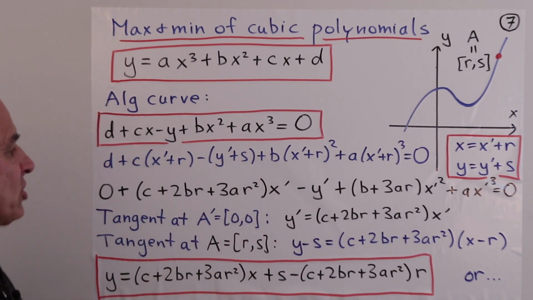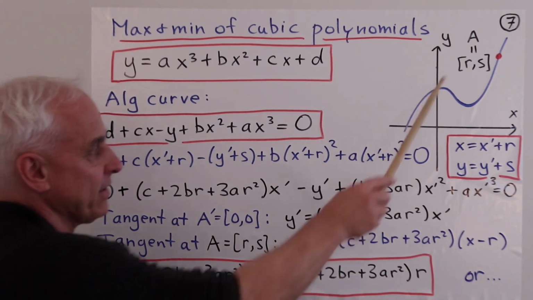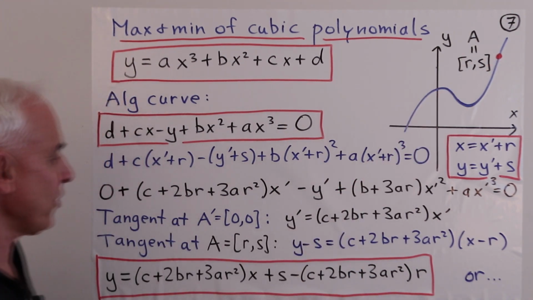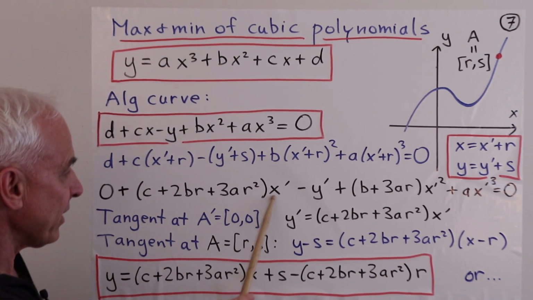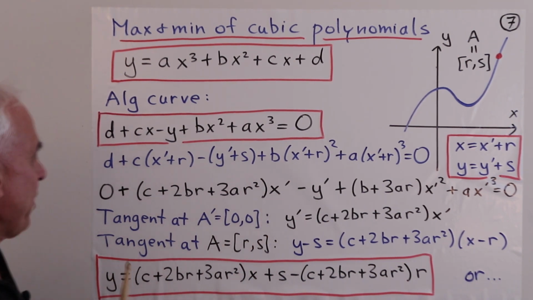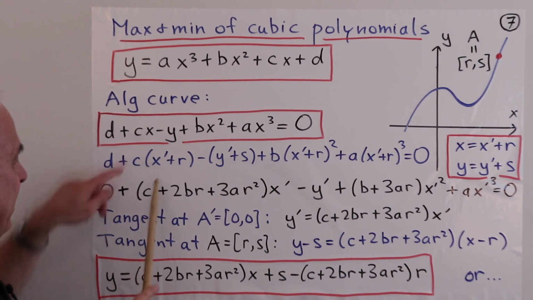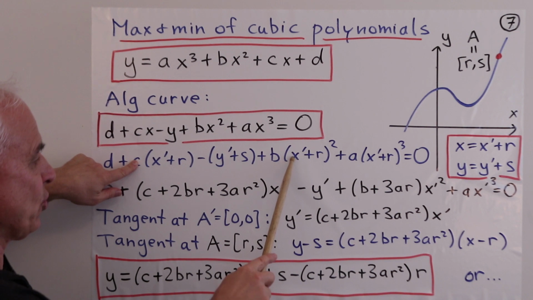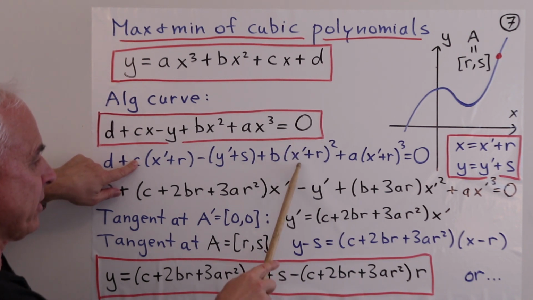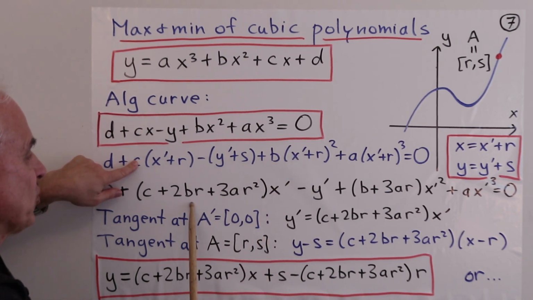So the constant term is going to be 0. That's the assumption that the point rs actually lies on the curve. What about the linear terms? Well, if we sort out where the linear terms in x prime are going to be, there's going to be a c there. We're going to find a linear term here. There'll be 2rb from there, a coefficient of x prime.